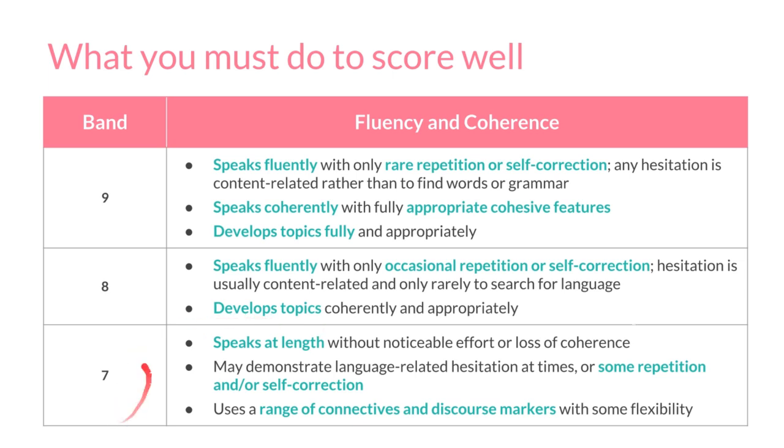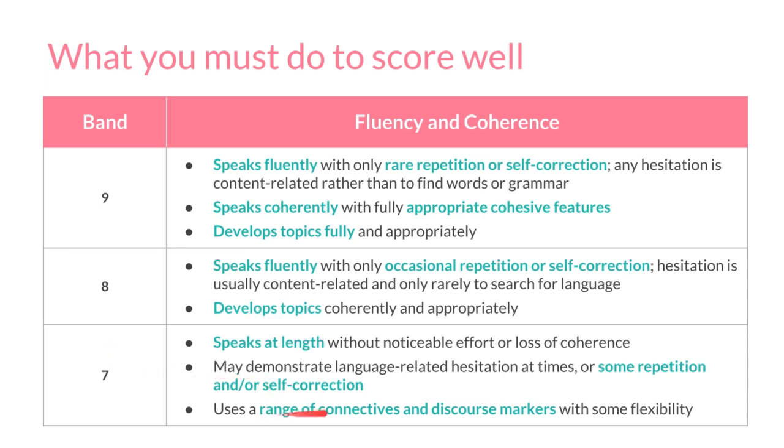Next, if you wanted to get a band 7, you need to speak at length. This is the same thing as saying developing your topic properly. And you need to speak at length without noticeable effort. So this means that it should be natural for you to speak this way. Next, avoid repetition and self-correction. However, if you were to do some repetition and some self-correction, that would not really be a problem. You can still get a band 7 with that.